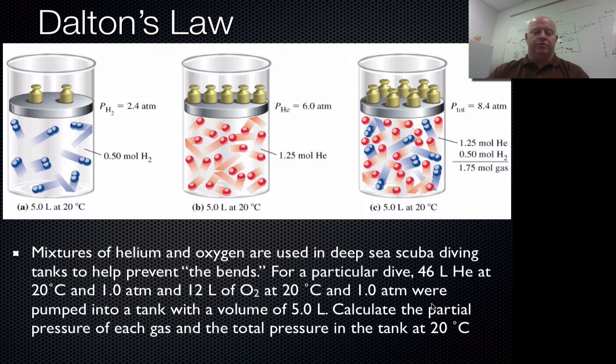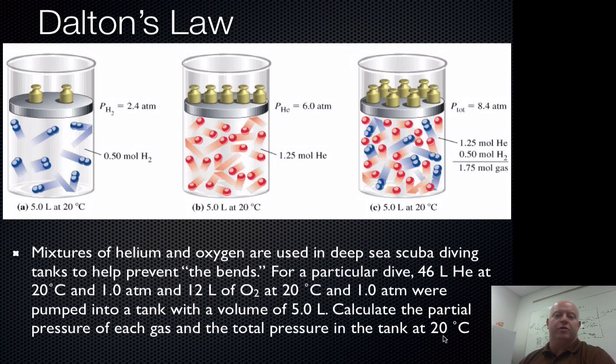What we want to do is solve for a couple of things. What's the partial pressure of each gas, and then what's the total pressure in the tank at 20 degrees Celsius? We're going to keep our temperature the same throughout this whole thing. So let's break this problem down and then solve it. We're going to use a little bit of our gas laws and now add Dalton's law to solve this problem. I'll pause it here, let you guys get a chance to work on that, and then we'll work it out.